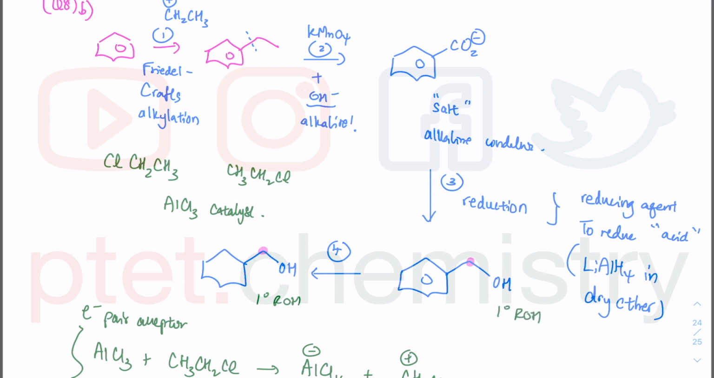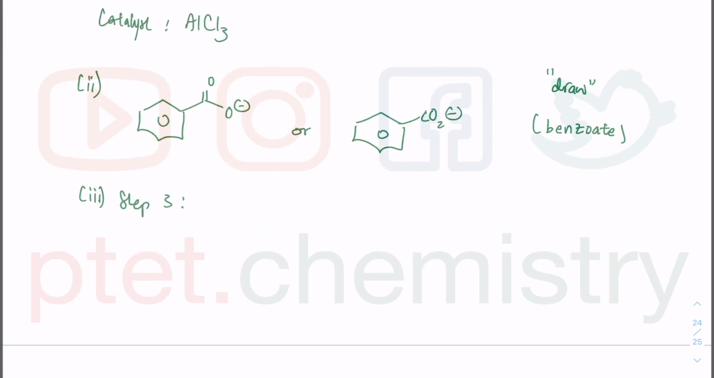So there is reduction there, and therefore I need a reducing agent in step 3, LiAlH4. I guess the condition is not really required, but I often just put them together, LiAlH4 in dry ether. Ether is just a solvent, very, very volatile, very, very flammable, okay?